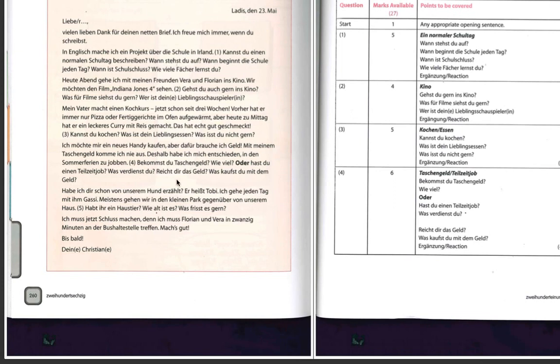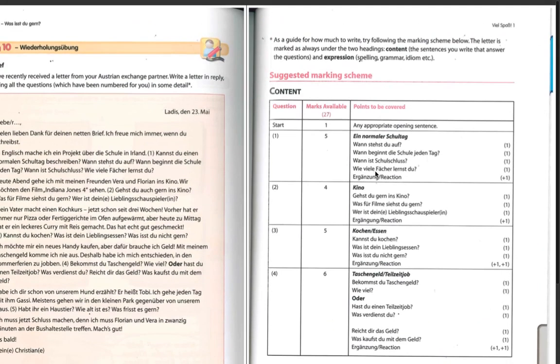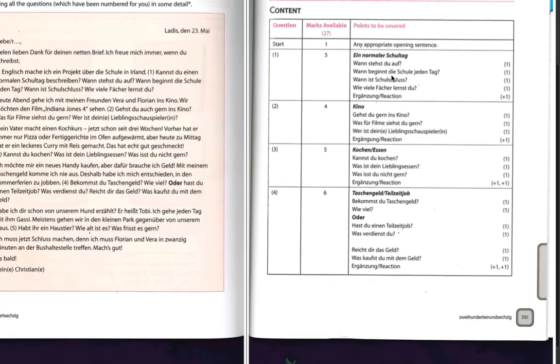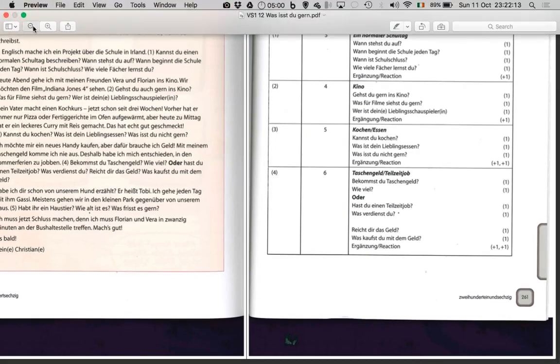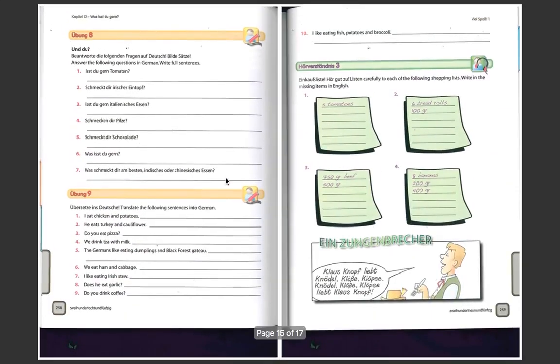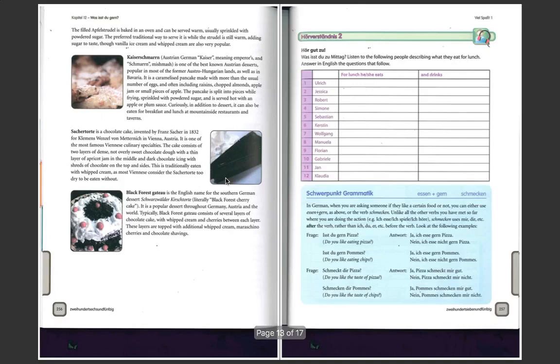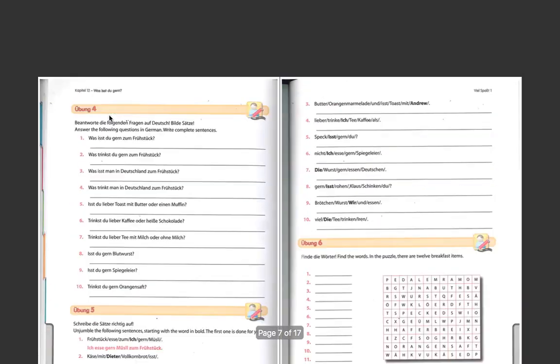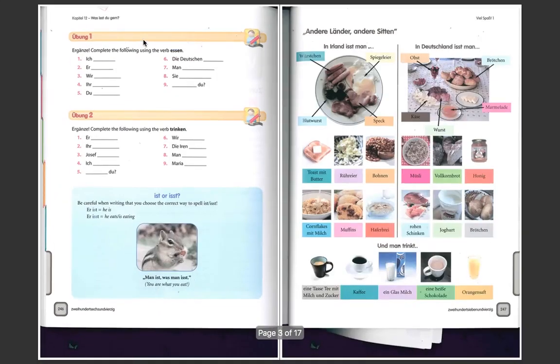So forget that, because you don't have a job. And then: Hast du ein Haustier? Ja, ich habe einen Hund. Er heißt Rollo. Okay, so as you said, you have to answer all of the question marks to get a mark going along, to get your full points for what you have to do. Okay, so that is the Was isst du gern chapter of Viel Spaß.